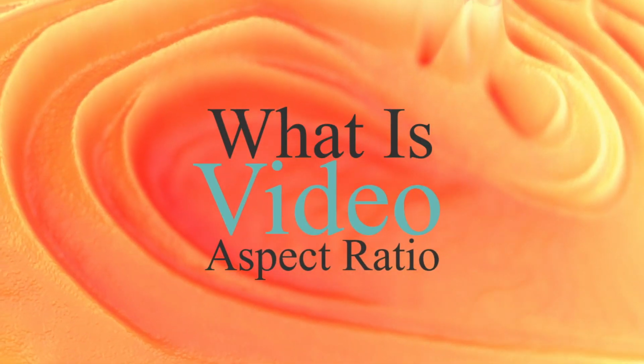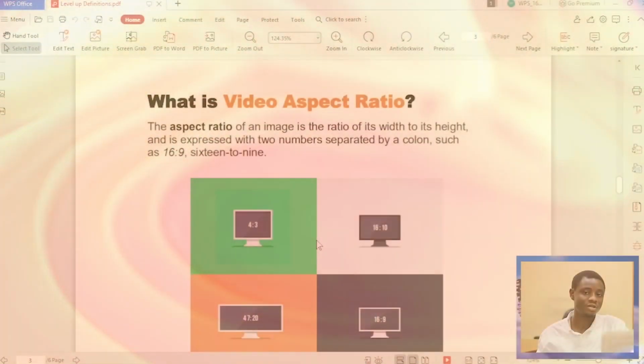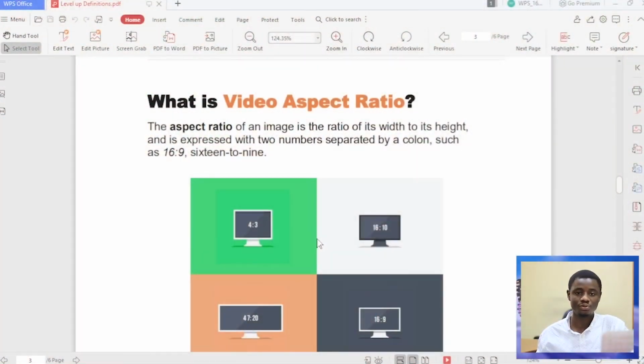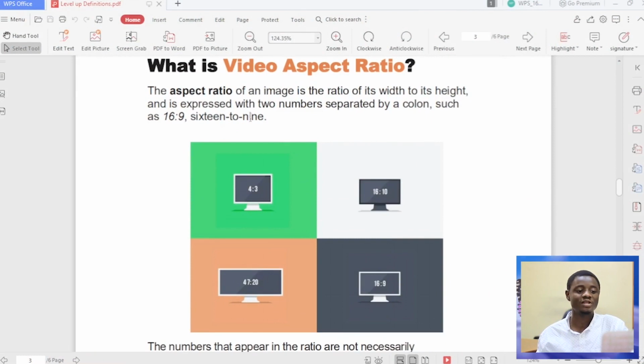Now I'm going to look at video aspect ratio. I've talked a little on it as I was explaining video resolution. Just to briefly talk on it, the aspect ratio of an image is the ratio of its width to its height, and it's expressed in two numbers separated by a colon, such as 16:9. I told you 16:9 is the most popular one.